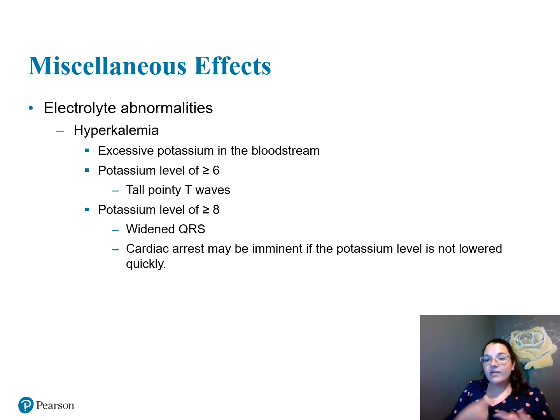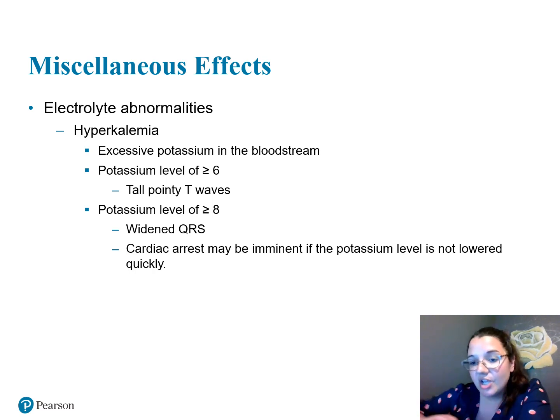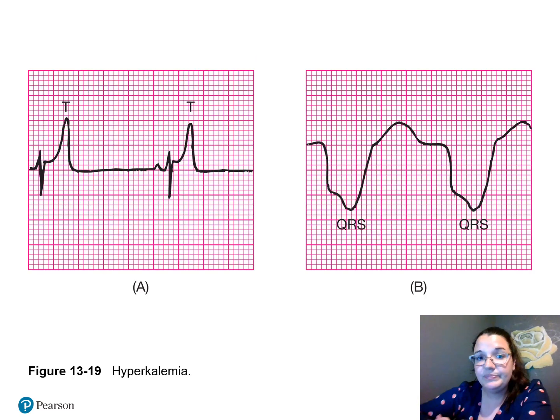So if I have very high potassium, greater than 6, I'm going to have tall pointy T waves. But if my potassium is greater than 8, not only are my T waves going to be pointy and tall, my QRS is going to be wide. QRS, ventricles, right? If I have a wide QRS, is that dangerous? Yes. And in this case, with high potassium and a wide QRS, it can lead to cardiac arrest.